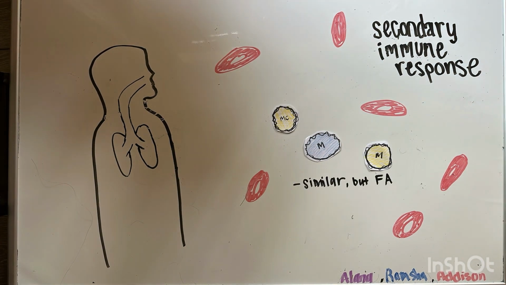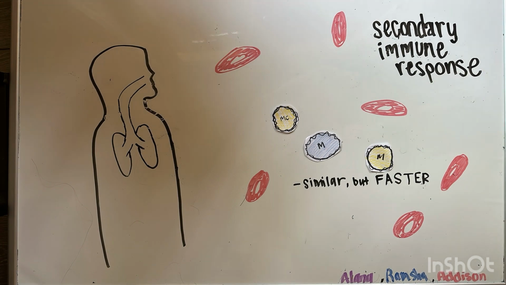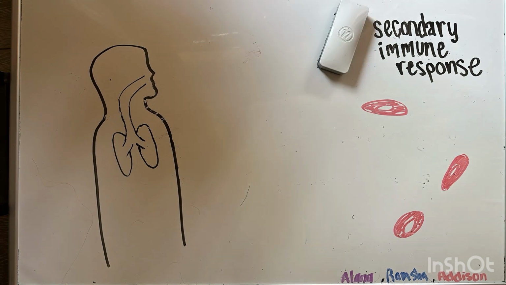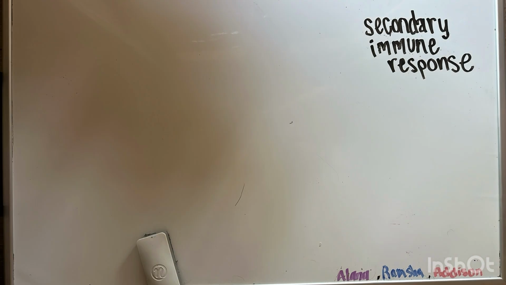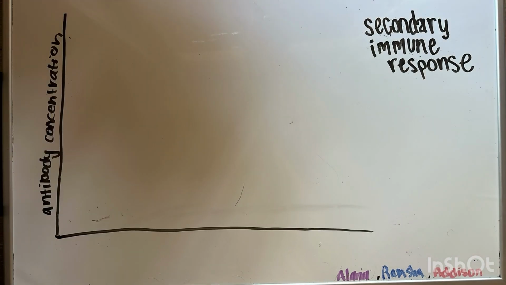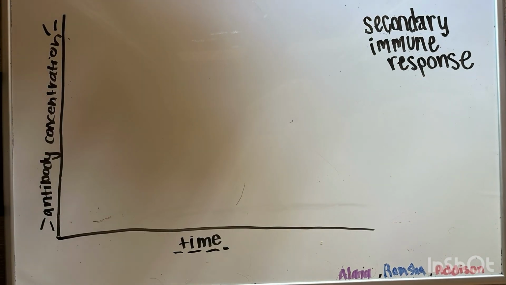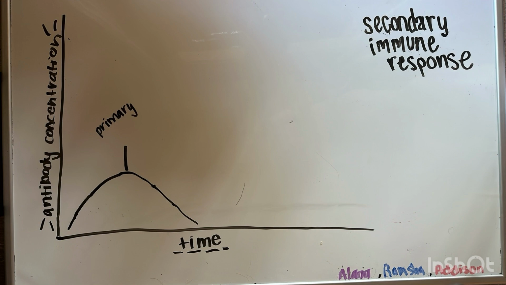The secondary response is very similar to the primary response, but the immune system is faster at responding to the pathogen. When a person has been previously infected by TB, they still maintain their memory T cells and memory B cells. Therefore, the immune system already has the mechanisms of an immune response ready for the second exposure to the pathogen.